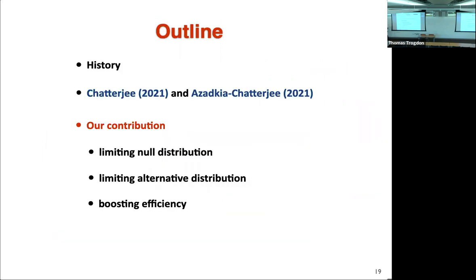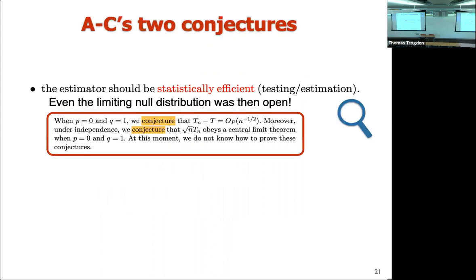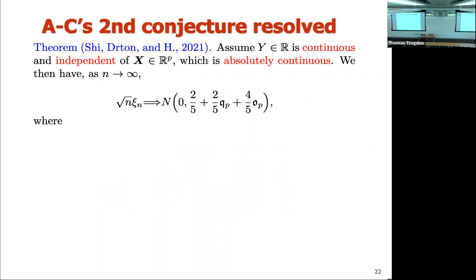So this is our contribution. We settled their conjectures and hopefully give you some idea about how to extend that in the random matrix setting. Our contribution can be separated into three parts. Let's talk first about the limiting null distribution. This is your second conjecture. The conjecture is that it should follow a normal distribution. That is indeed true. So our main result is yes, under independence between y and x, and we assume x to be absolutely continuous, just these conditions, then we have the central limit theorem.